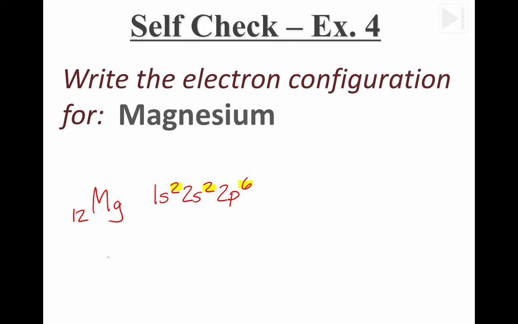What is the next sublevel after you've filled up the 2p? The next sublevel is the 3s, and we're going to put 2 more electrons there. There's a real easy way to check if we did this right. We're simply going to add up all of these numbers up top and see if they add up to the number of electrons. And in this case, they do.